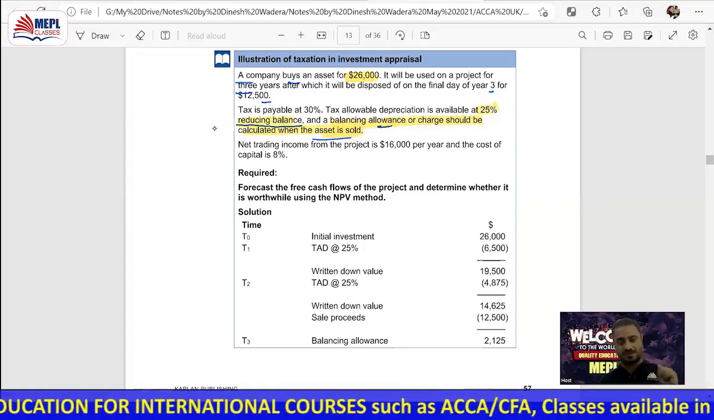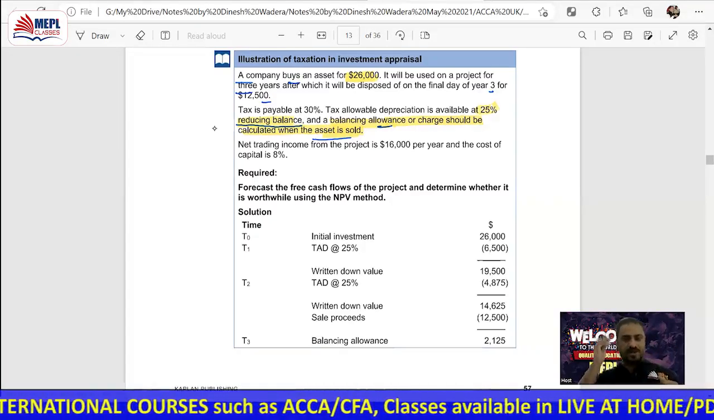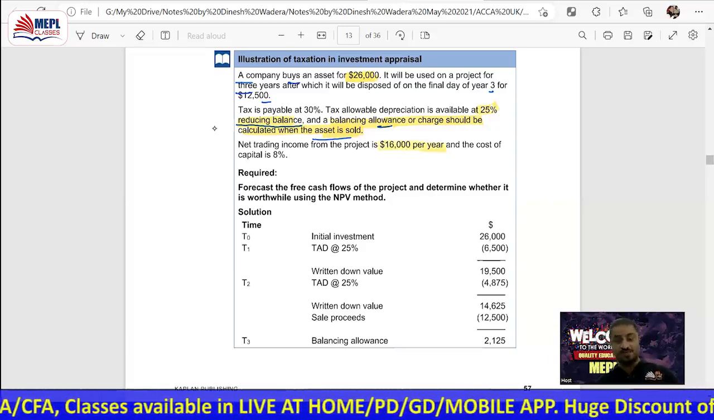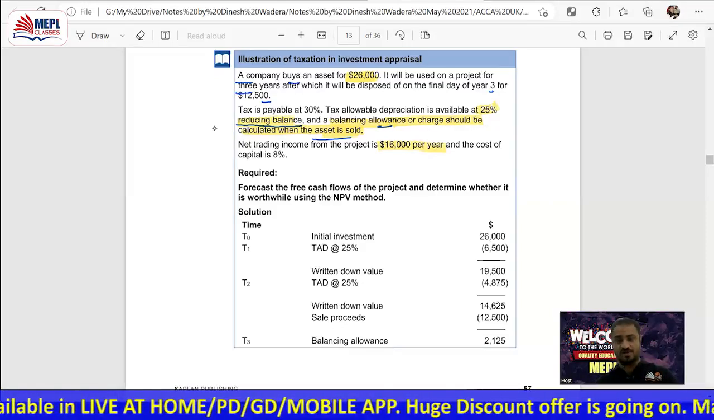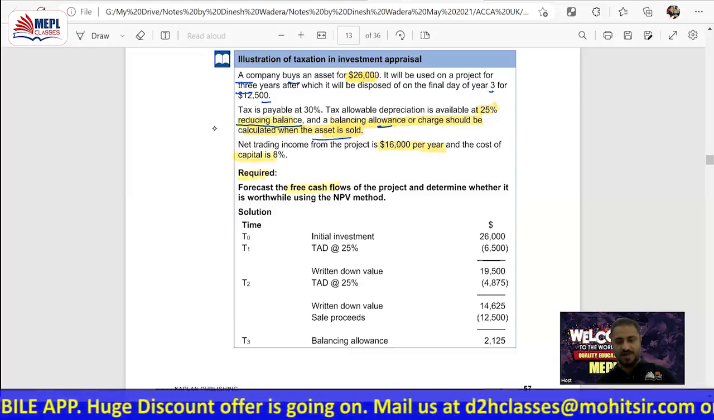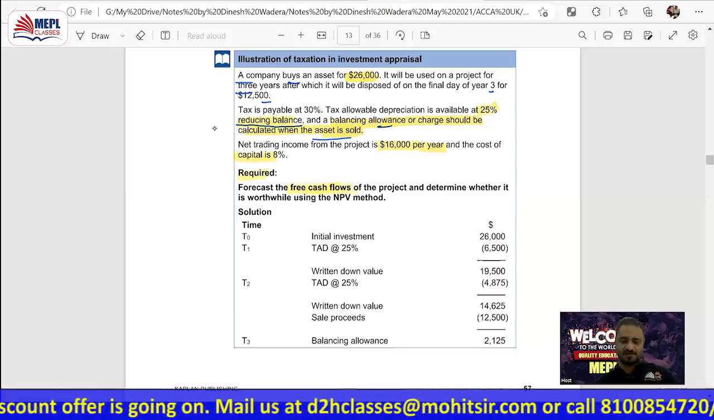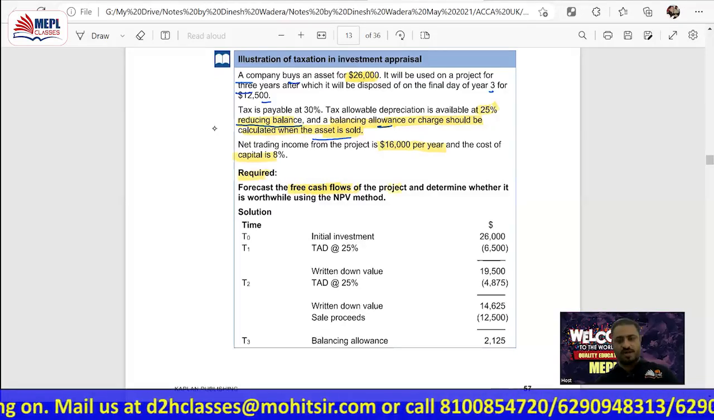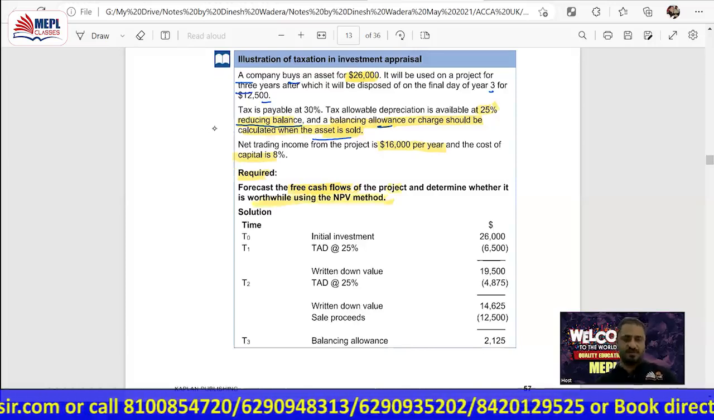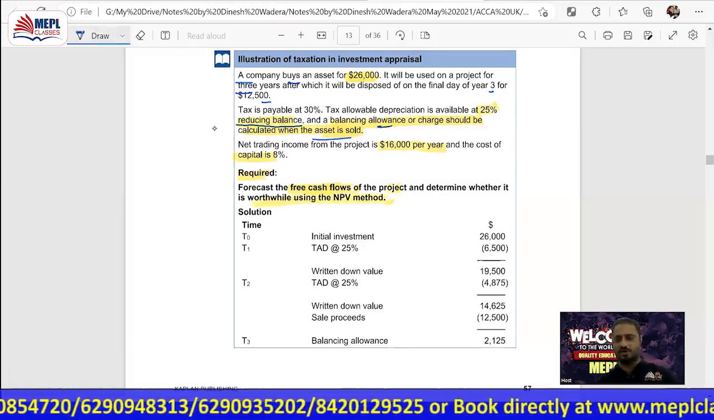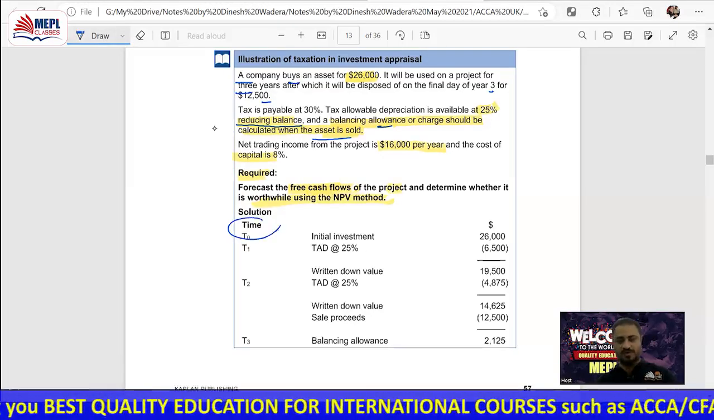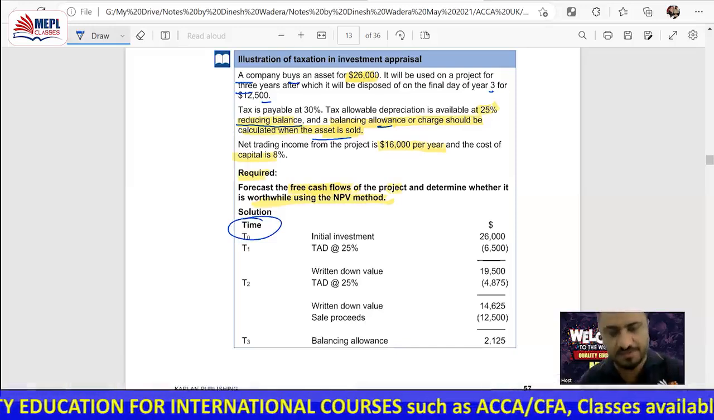इसको ध्यान से समझना है आपको. Net trading income from the project is 16,000 per year. Each year our cash inflow is going to be $16,000. And the cost of capital is 8%. You are required to forecast the free cash flow, meaning cash flow after tax for the project, and determine whether it is worthwhile using the NPV method. The simple thing: whether the project should be done or not. So first of all, we will be calculating the depreciation. Let's get back to our Excel.